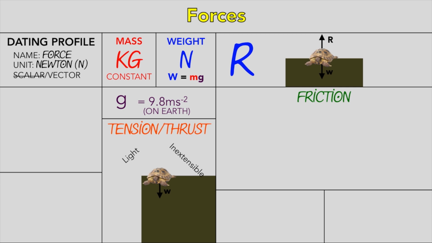Thrust or compression occurs when an object is pushed at one end, like this tortoise, who unfortunately is now propelled to his death.